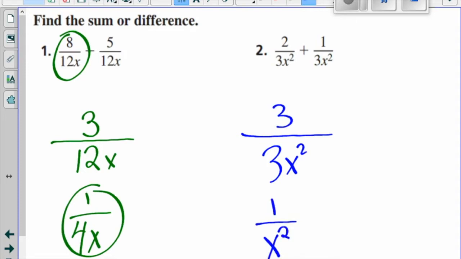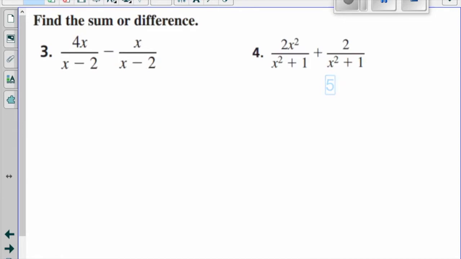1/x squared, because the denominator is the same, so we can add them. We get 3/3x squared. 3/3 reduces, and we have 1/x squared. That's it. Questions on this here? Let's skip number 3. Let's look at number 4.